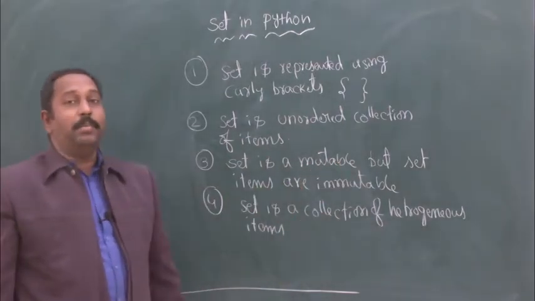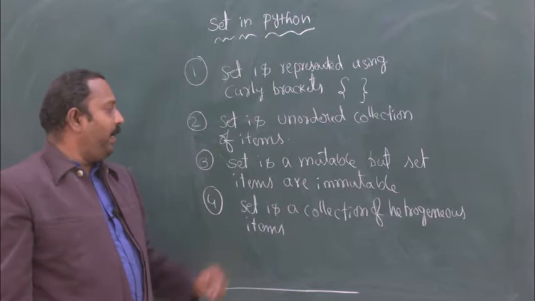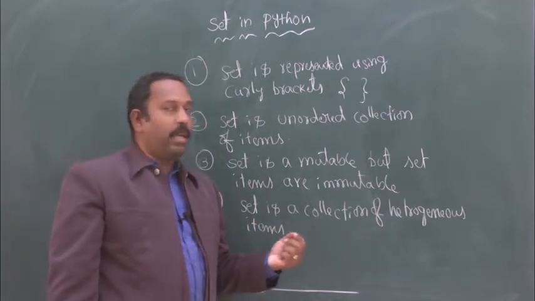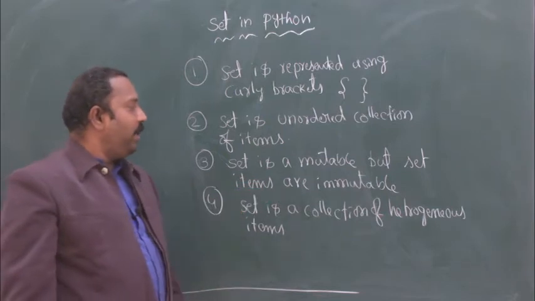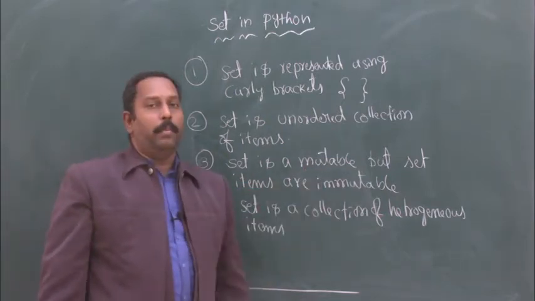But set items are immutable. So set items, whatever individual elements, are immutable. But the whole set we can change. That is nothing but a mutable property.